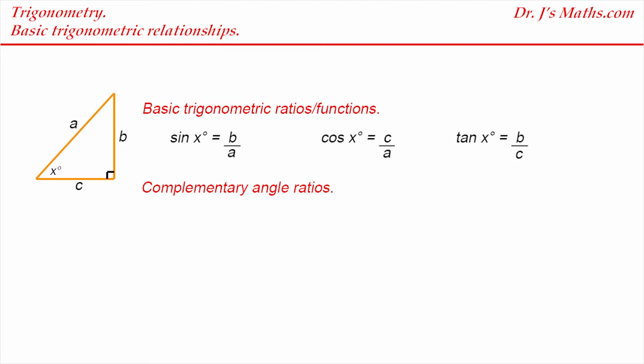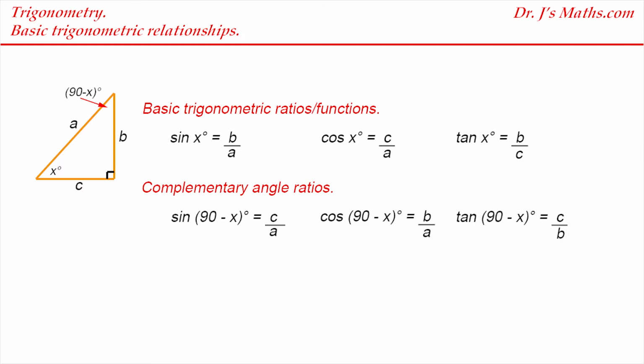Now we come to the complementary angles. The complementary angle, of course, you know, is where two angles add up to 90 degrees. So in our triangle, the bottom angle was x, we've got a right angle in there, so the other angle at the top must be 90 minus x. So it's the complementary angle. If we take the sine of that particular angle, we have opposite c over hypotenuse a. If we go to cos of 90 minus x, we have the adjacent b over the hypotenuse a, and the tan, we have the opposite, which is c, over the adjacent, which is b.